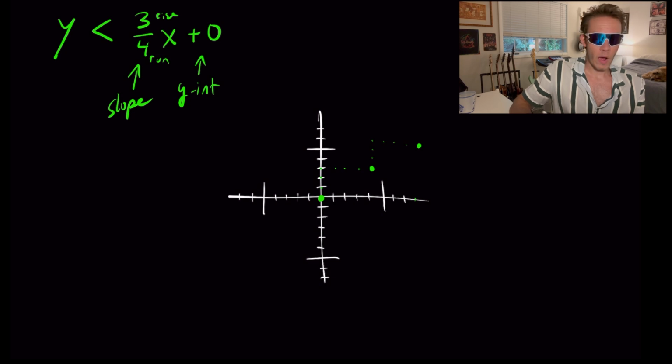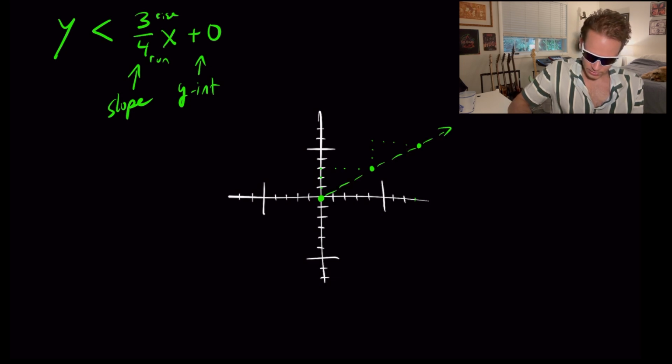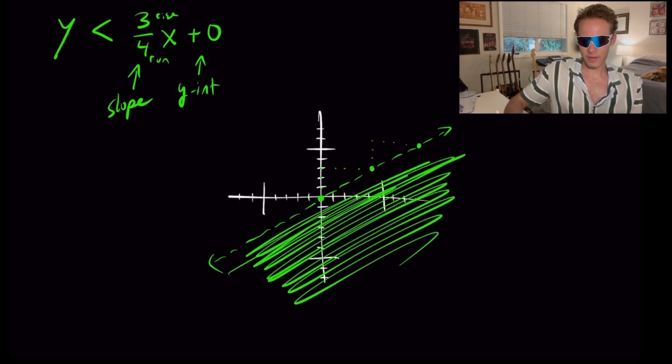This is y is less than, right? Just a single less than, not less than or equal to. So this is going to be a dashed or dotted line, however you want to call it. And since it's y is less than, the range of points that will satisfy this inequality are going to be below it, right? Below the line, not including the line.